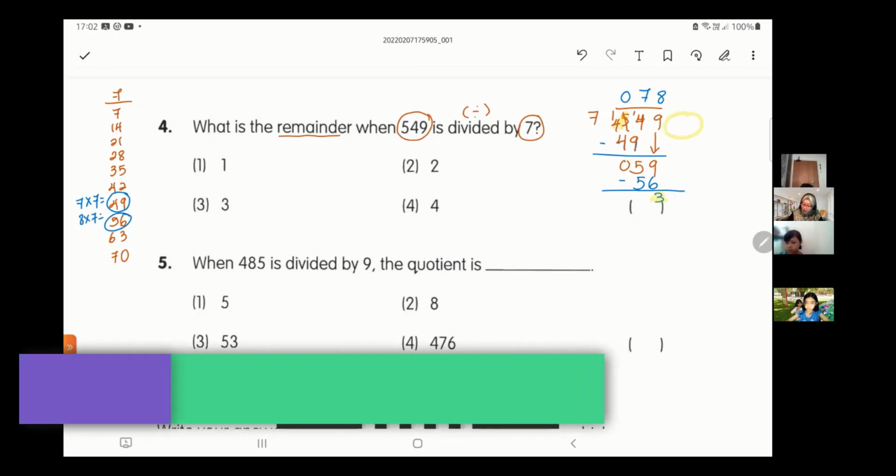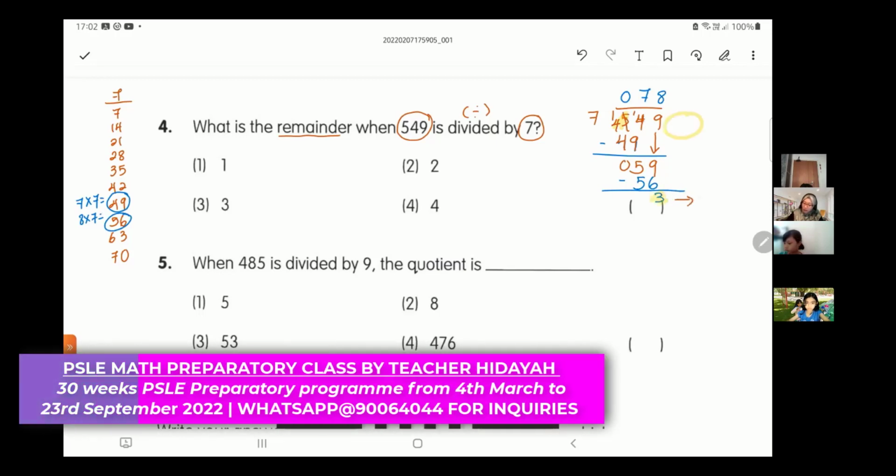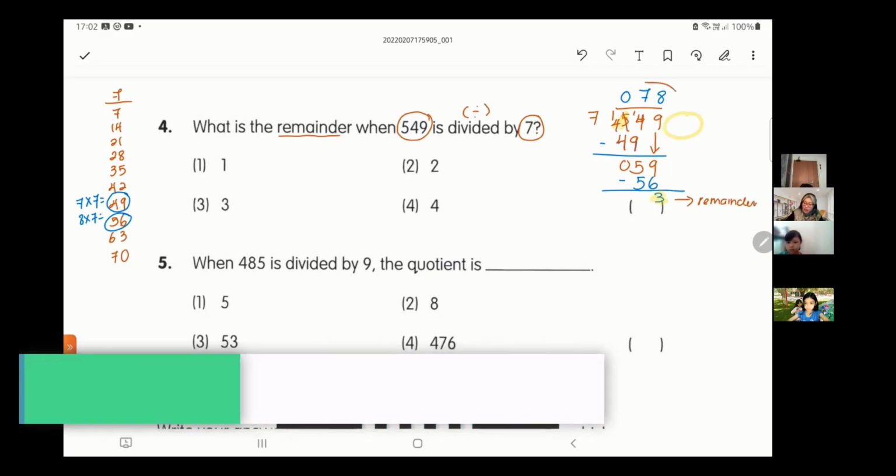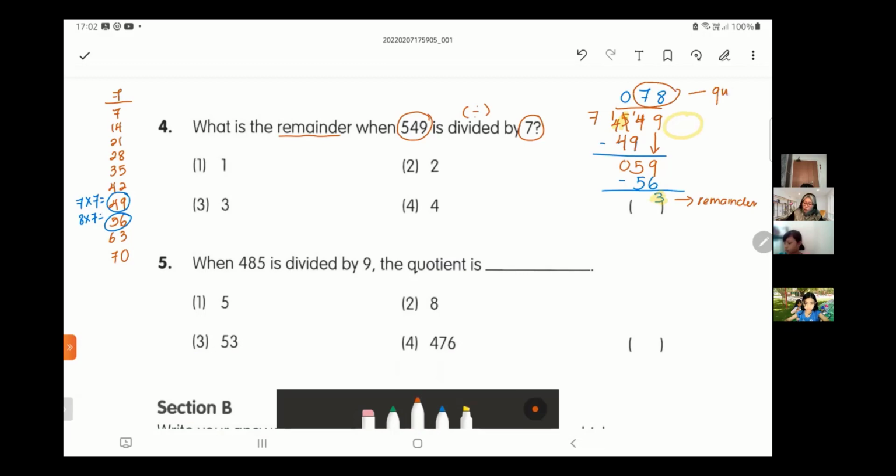So this 3 is called my remainder. This 78 is called my quotient. Understand? Okay. So what is the remainder? Remainder is 3. Answer is number 3. Like that. Next one. When 485 is divided by 9.